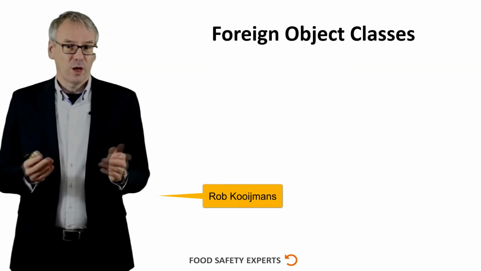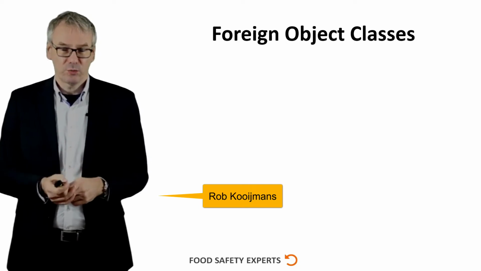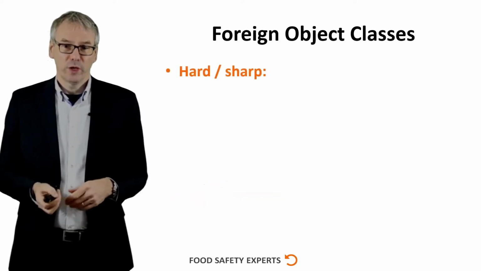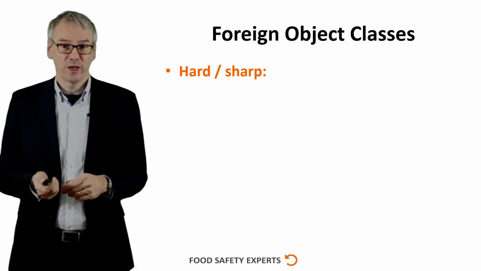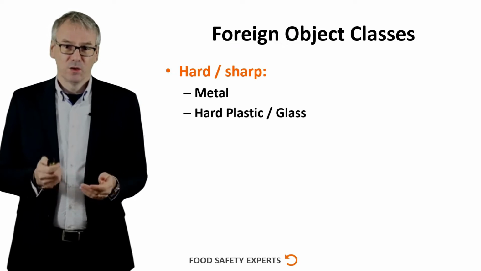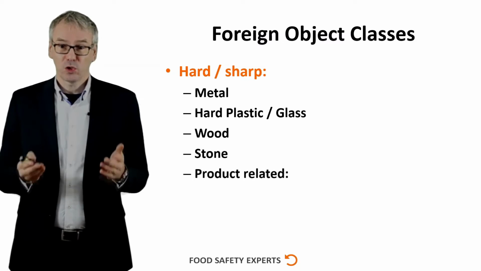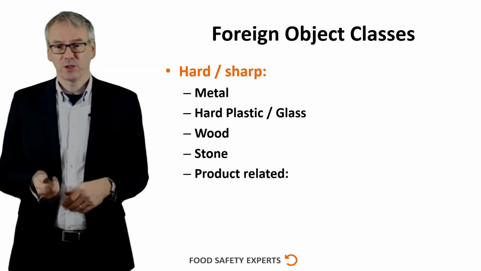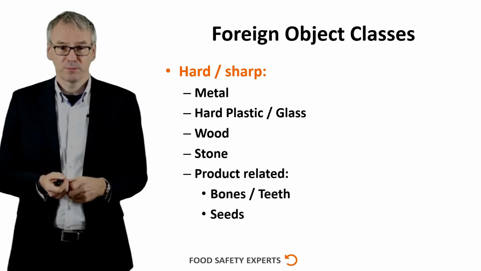First of all, I would like to discuss with you the different foreign object classes that we see. First of all, we have hard and sharp foreign objects, and these include things like metal, hard plastic and glass, wood, stone, and of course product-related foreign objects like bones, teeth, and for example seeds.